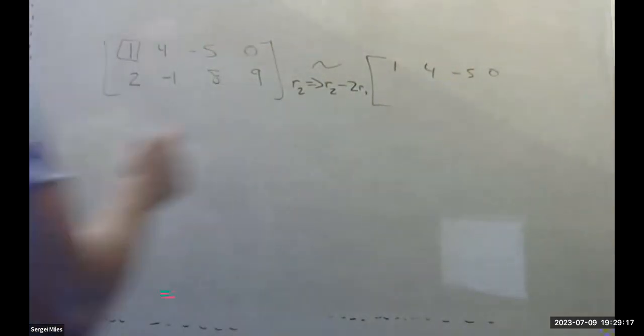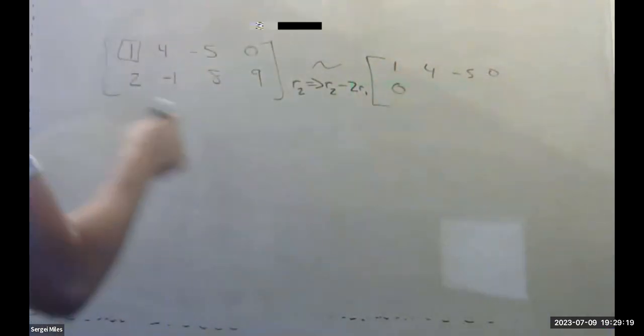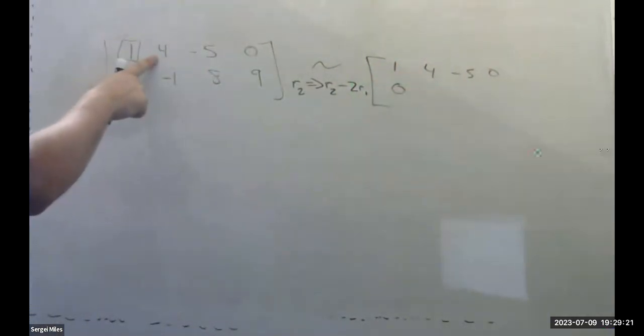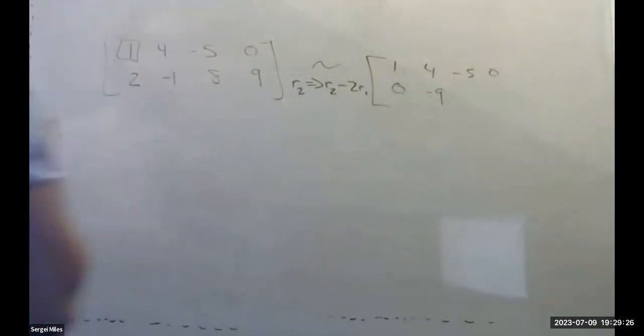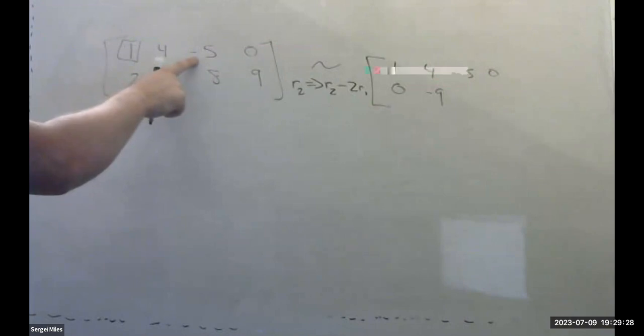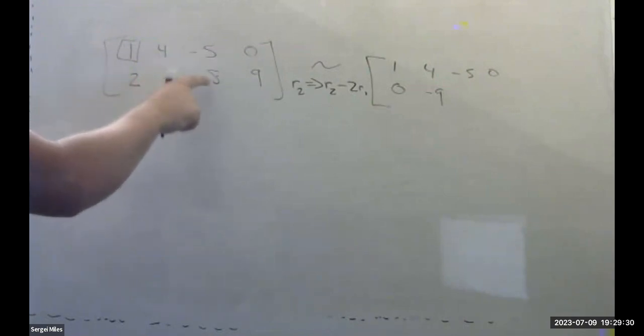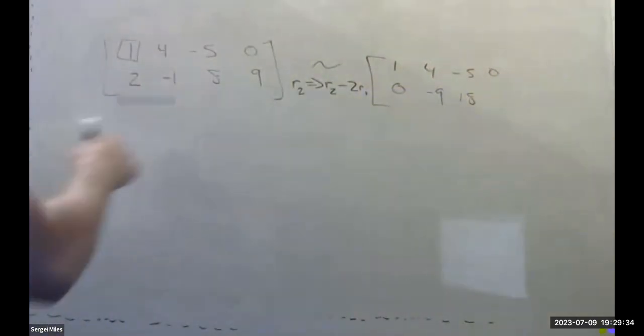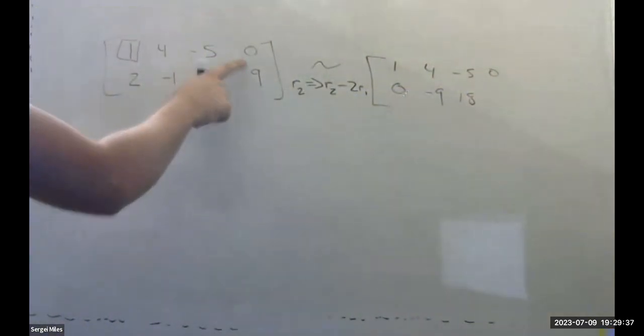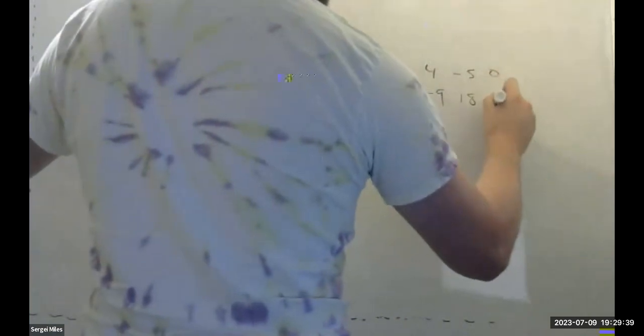Row 2 is then going to be 0. -2 times 4 is -8. So when I add, -9. -5 times -2 is a positive 10. So when I add, I get 18. 0 times -2 is 0, so there's no changes here.